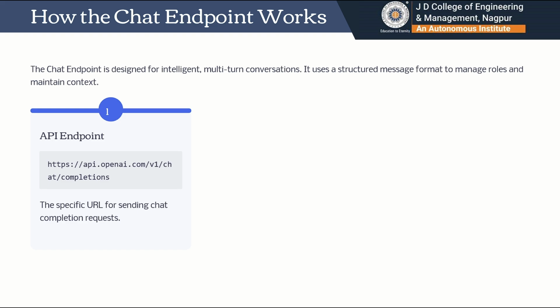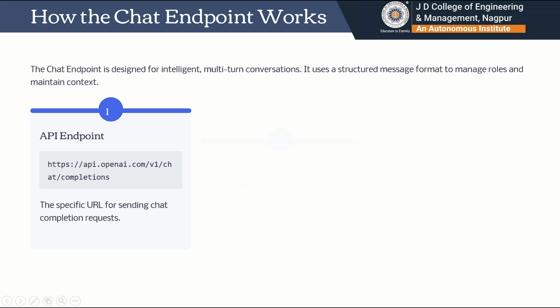First, API endpoint. This is the URL where the application sends chat requests. This is a specific location on the OpenAI server that accepts chat style input and returns a response from models like ChatGPT 3.5 or GPT-4.